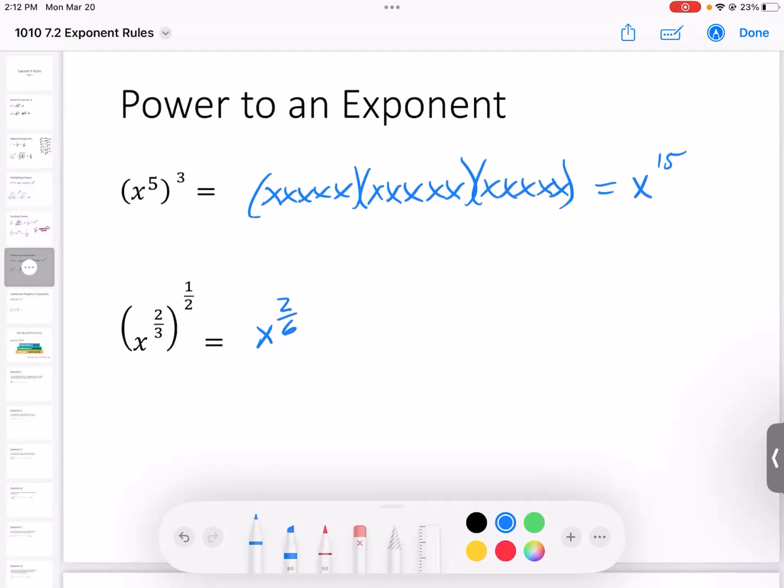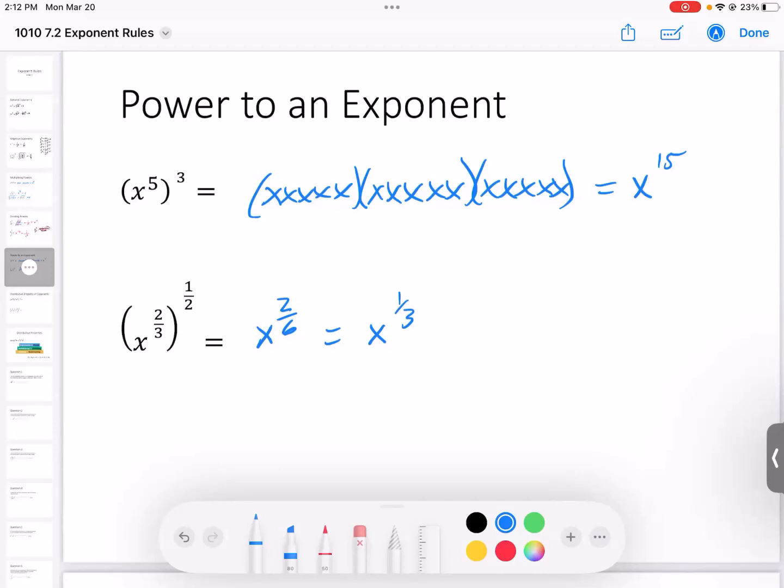Oh yes, this one, this could simplify. So this would be x to the 1/3, because 2/6 and 1/3 is the same fraction. This is just the reduced version of the fraction. Any other questions?